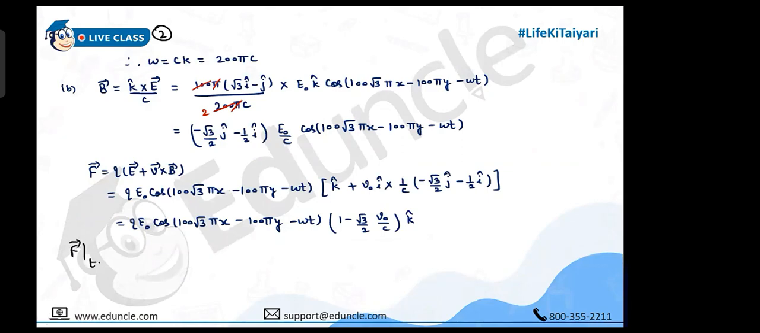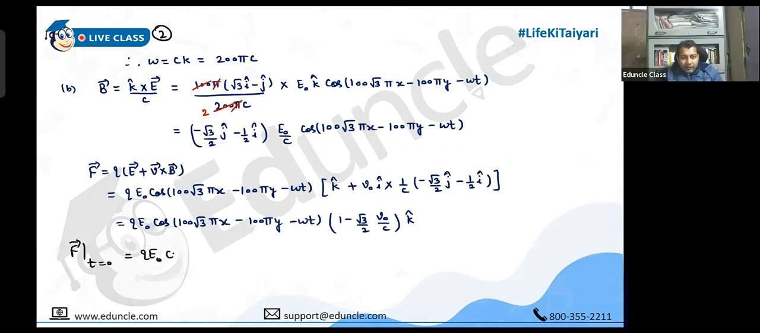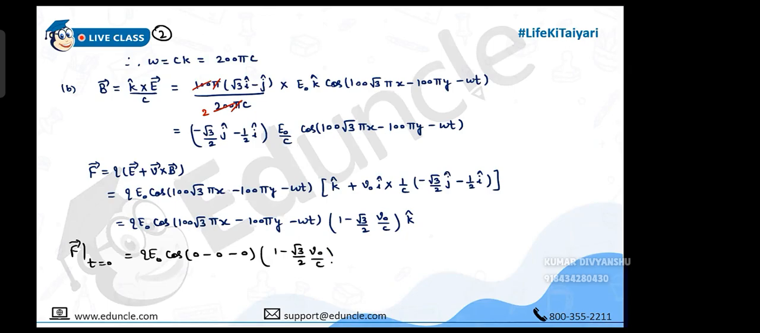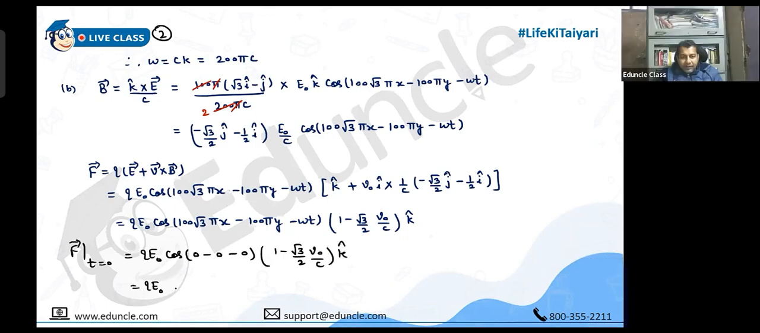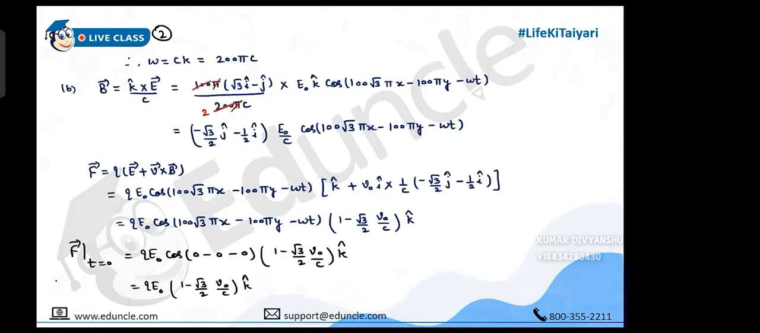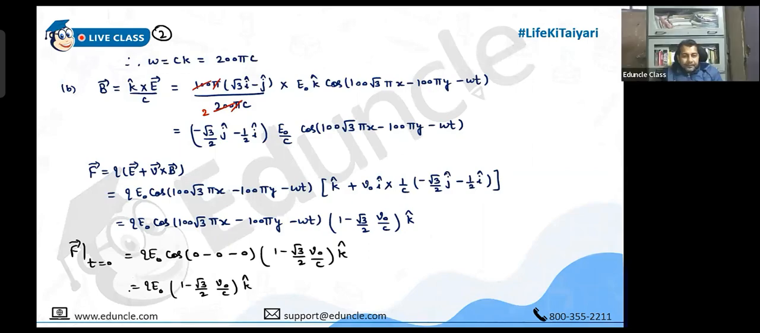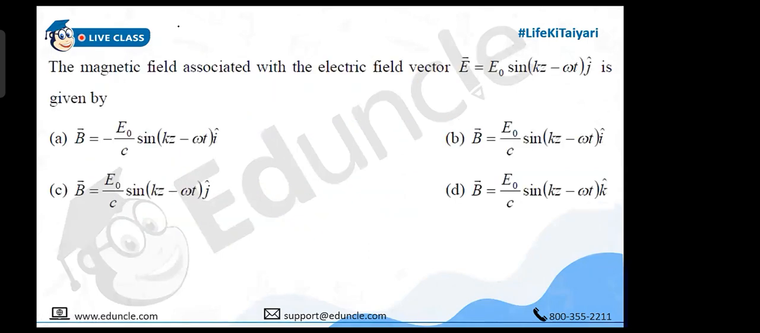Okay, sir, so time dependent is needed. Right. If you want to write it at t equal to 0, then it will be cos 0, which is 1, and then this will be the answer. But at any time this will be the expression. Clear? Clear.